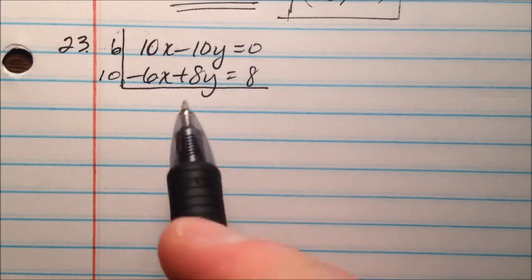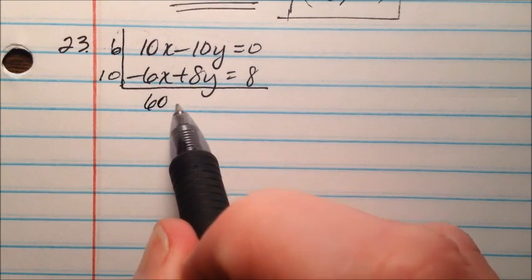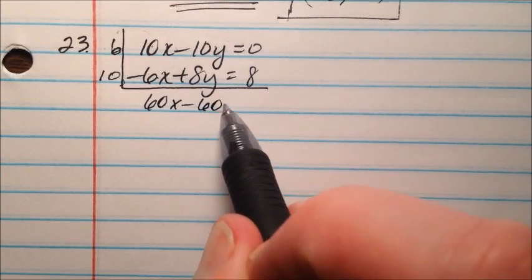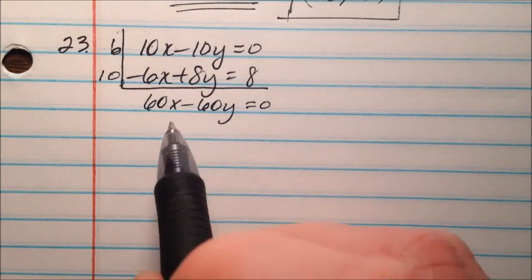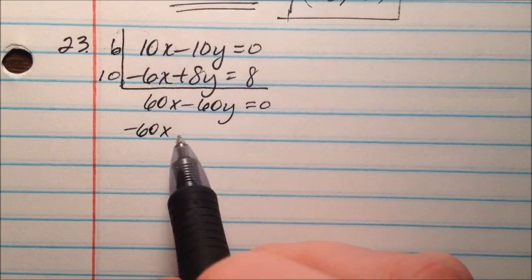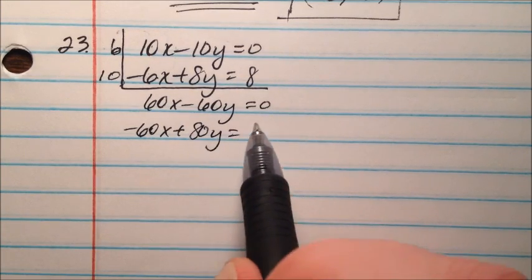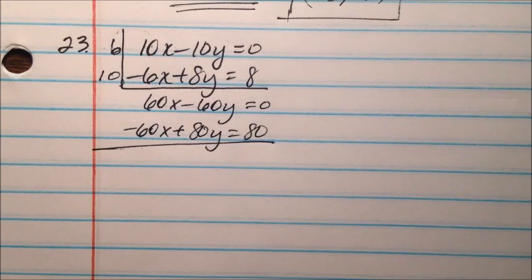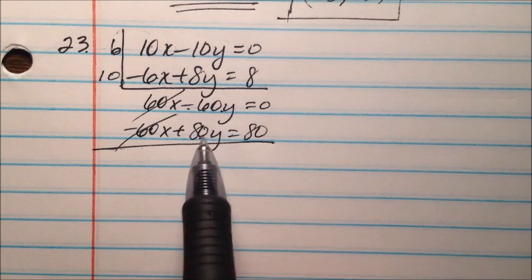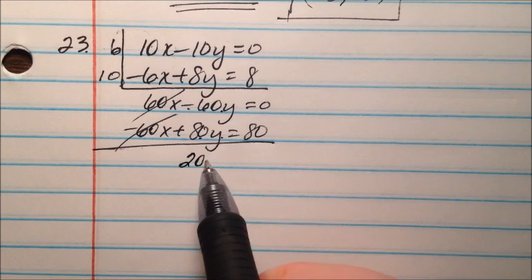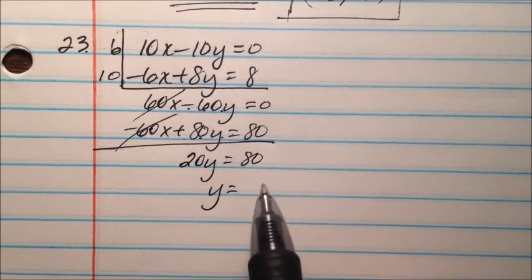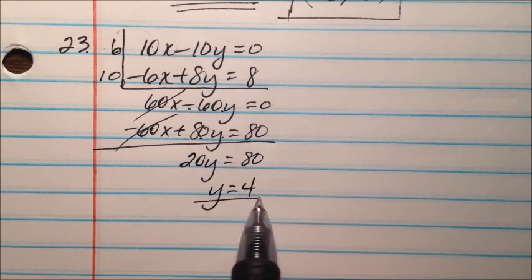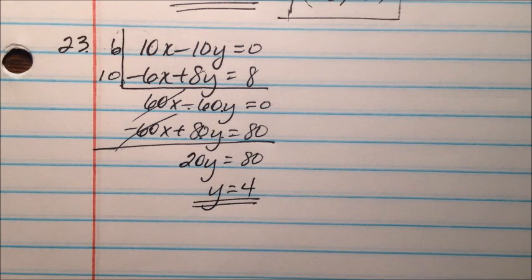Let's go ahead and distribute that 6 through. So I get 60x minus 60y equals 0. And then multiply the 10 through. Negative 60x looks like plus 80y equals 80. So my x's cancel, which is nice. Negative 60y plus 80y will be 20y equals 0 plus 80, which is 80. And whenever I divide both sides by 20, I should get y equals 4.